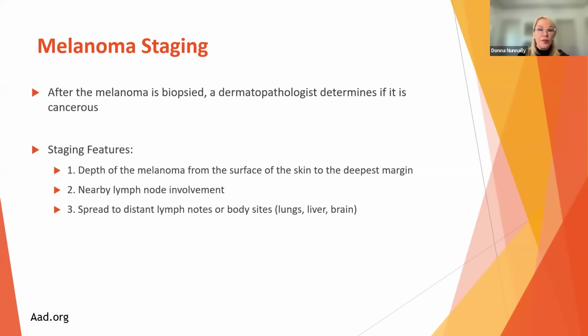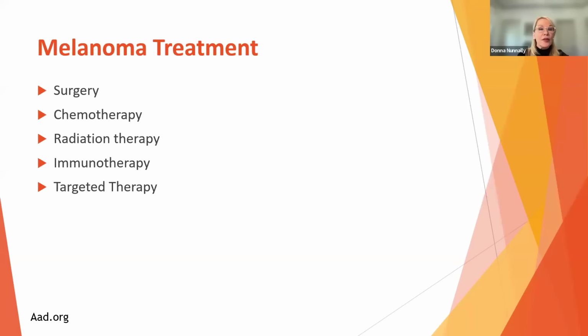Once the staging is complete, the treatment can begin. So the types of treatment depend on the stage of the melanoma. Surgery, like basal cell and squamous cell, is the gold standard for early stage melanoma. It requires a wider margin of normal skin with excision compared to basal cell and squamous cells. And if the depth is greater than 1 millimeter from the surface of the skin to the deepest margin, it requires removal of a lymph node to be tested. And if the lymph node is positive, further treatment is required with referral to a surgical oncologist.